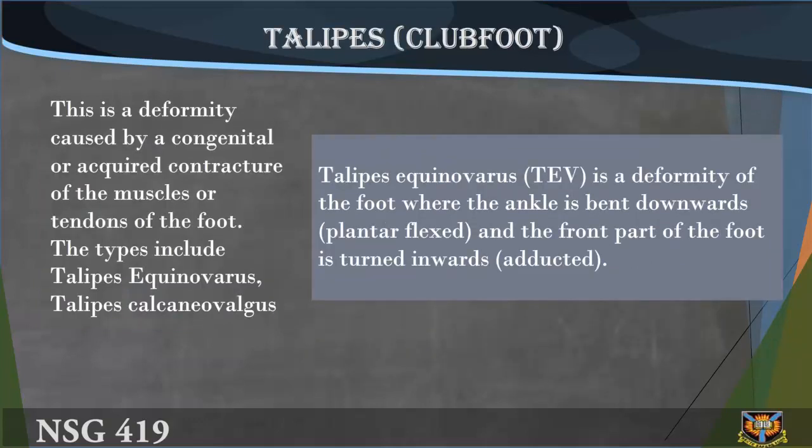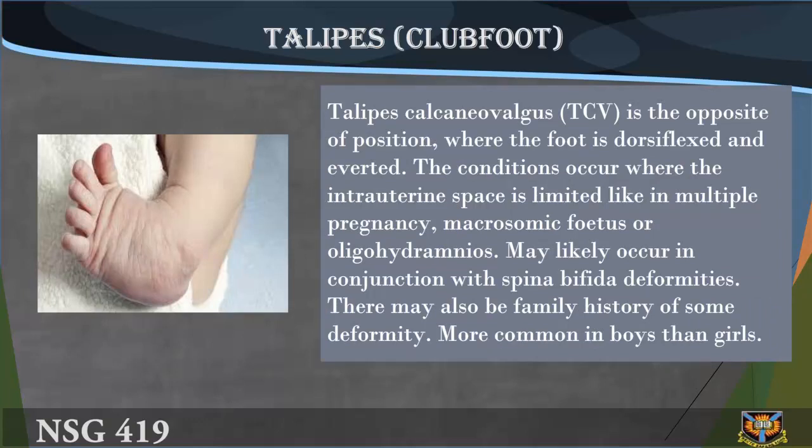Talipes, clubfoot. This is a deformity caused by a congenital or acquired contracture of the muscles or tendons of the foot. The types include Talipes equinovarus and Talipes calcaneovalgus. Talipes equinovarus (TEV) is a deformity of the foot where the ankle is bent downwards, plantar flexed, and the front part of the foot is turned inwards, adducted. Talipes calcaneovalgus (TCV) is the opposite position, where the foot is dorsiflexed and everted.